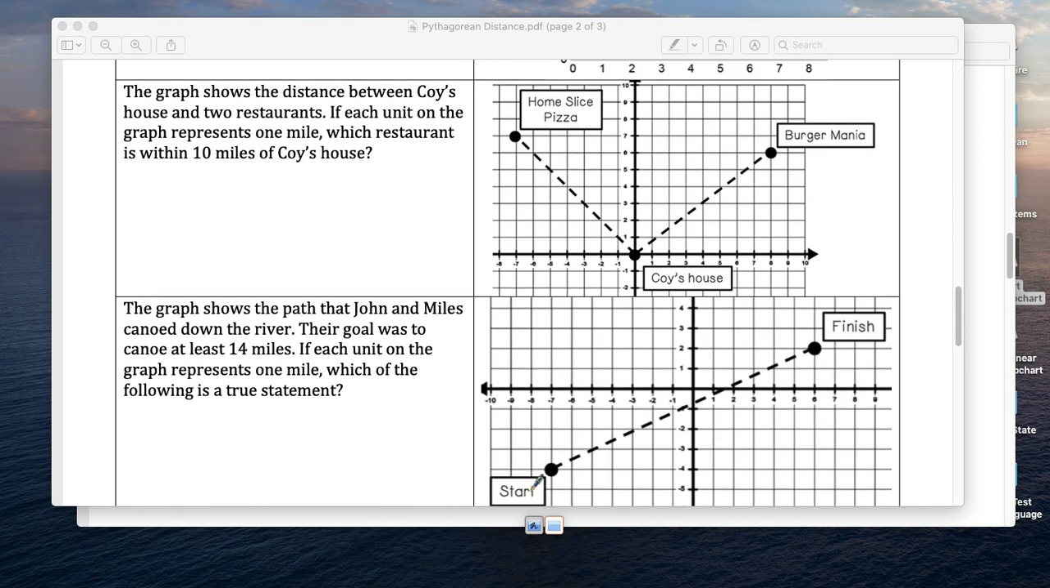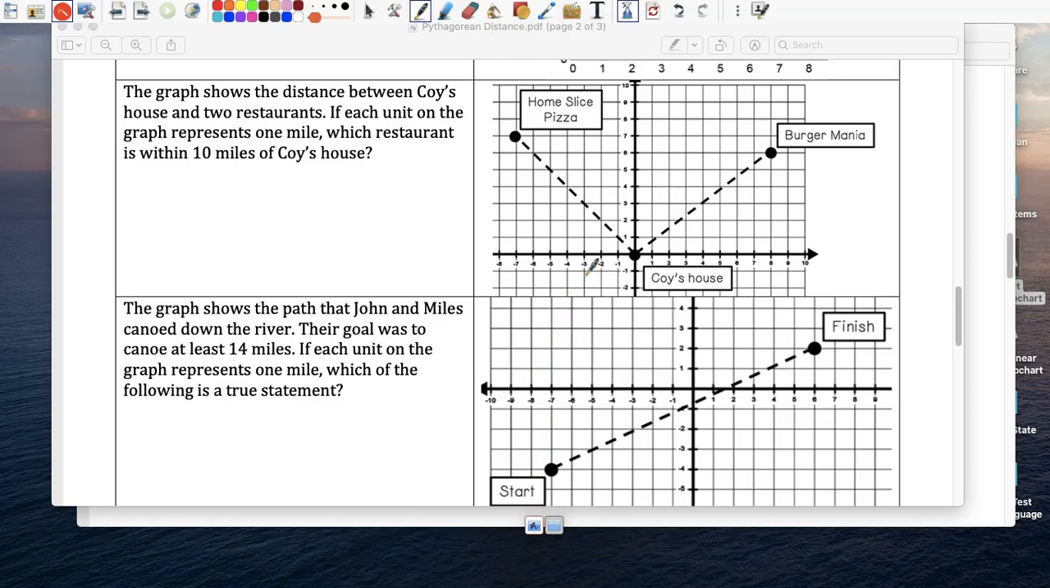What is this? The graph shows the distance between restaurants. Each unit of the graph represents 1 mile. Which restaurant is within 10 miles? Okay, so in order to find the burger menu, which is this diagonal line here, we need the 2 legs. So I need this leg and this leg. This is easy enough that I don't have to subtract x and y values. You can, but I'm just going to count: 1, 2, 3, 4, 5, 6. So this is 6, and this is 8.